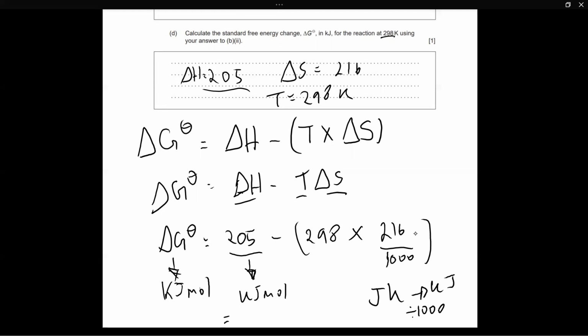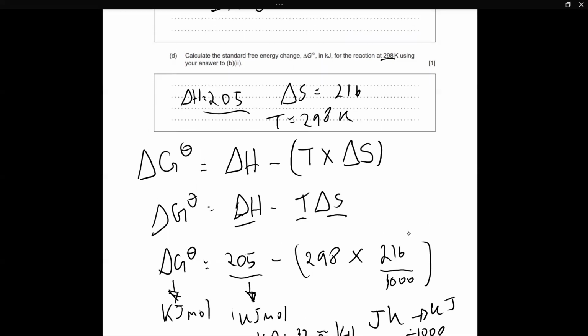Now, when you plug this into your calculator, you will get your answer as 140.632. And if you want to give a whole number, you can round it to 141, but just write both answers in case. So the answer for this question, the change in Gibbs free energy, is 141 kilojoules per mole.